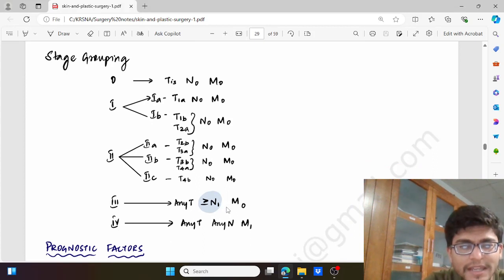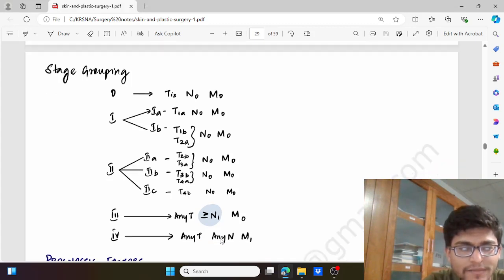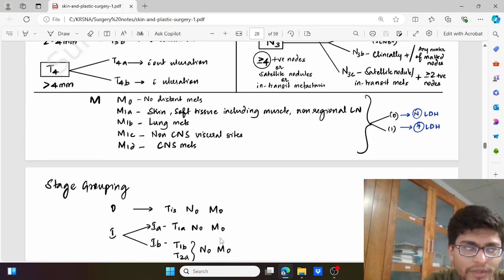Stage 3 will be any T with N1 or more, and stage 4 will be M1. So up to T1 and T2A it is stage 1. From T2B to T4B it is stage 2, and N1 is stage 3, M1 is stage 4, in short.